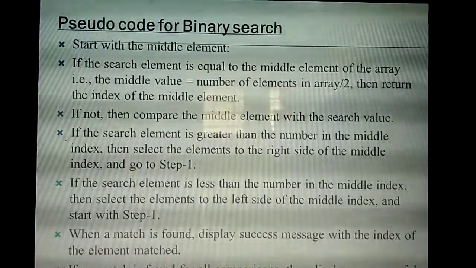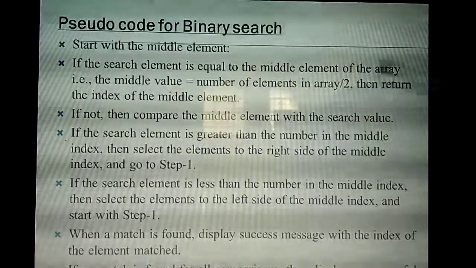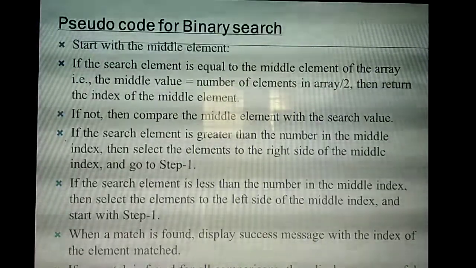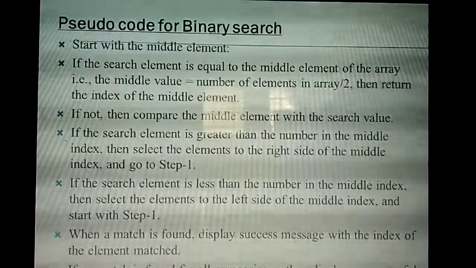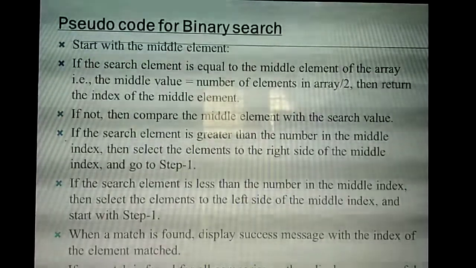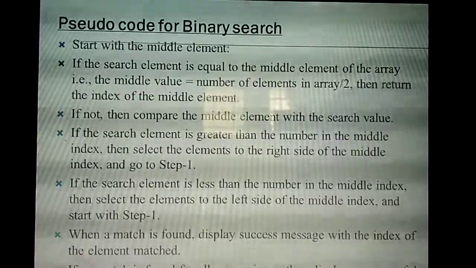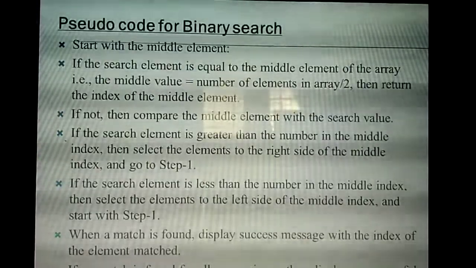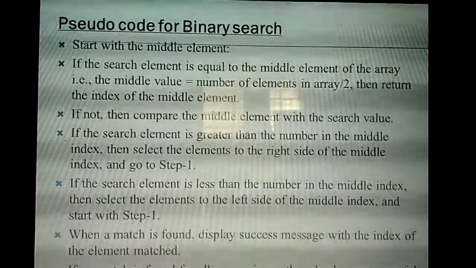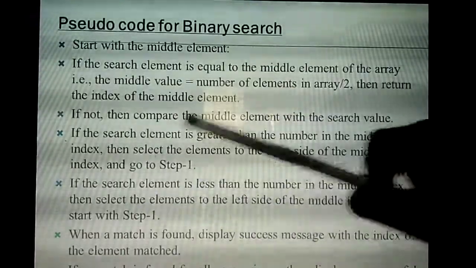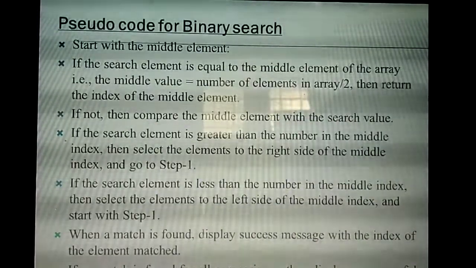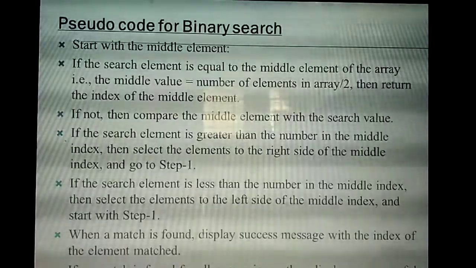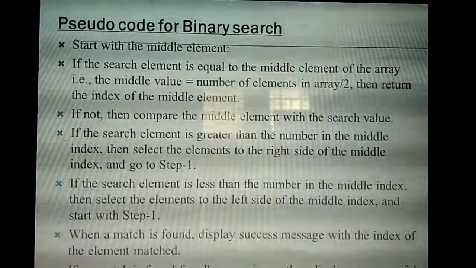Middle index, you got some value. If that element is greater than your search value, which side does your search need to go to? Right side. Suppose the element is less than your target value. Next slide I'll explain with an example, then you will understand. If the number is less than your target value, which side does the search go to? Left side. If the match is found, it will display the success message.